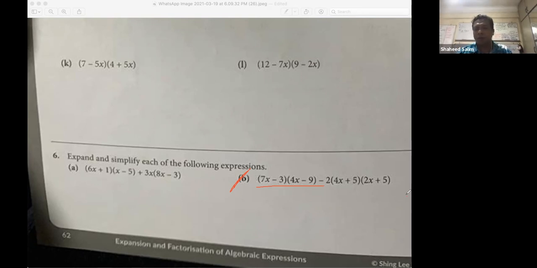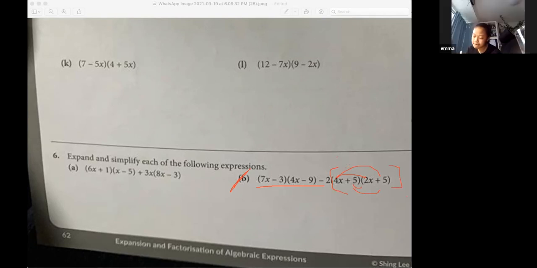Okay, the next one, have you expanded? Not yet, eh? Okay, you expand. You know how to expand this one. You times this one first, times this one first, then times this and this, but keep them inside a big bracket first. Once you expand, inside you have four terms, then after that, you can times all the four. You know what I'm talking about? Okay.